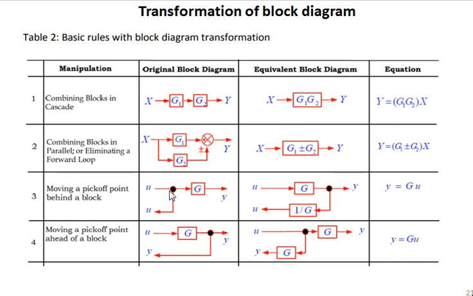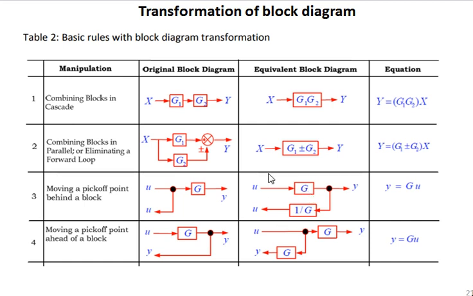Next rule is moving a pick-off point behind a block. So you have a pick-off point behind a block, and you want to move the pick-off point to in front of the block. What you need to do is add a block with function 1 over G.